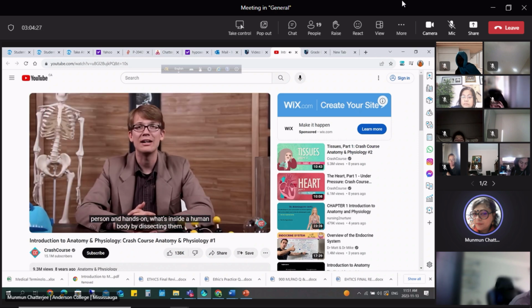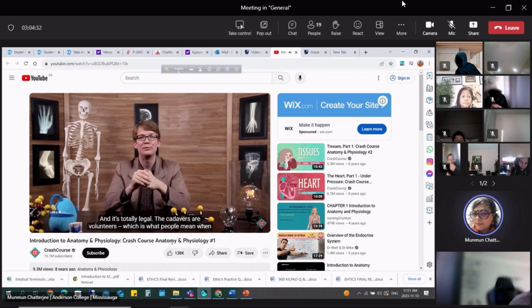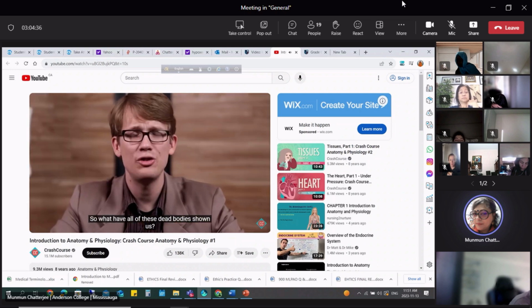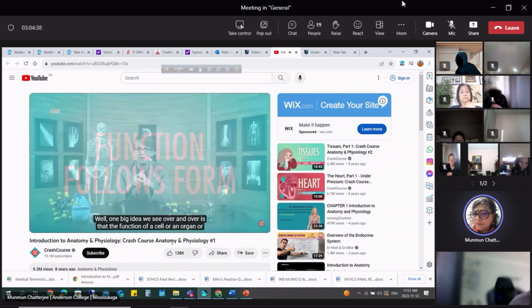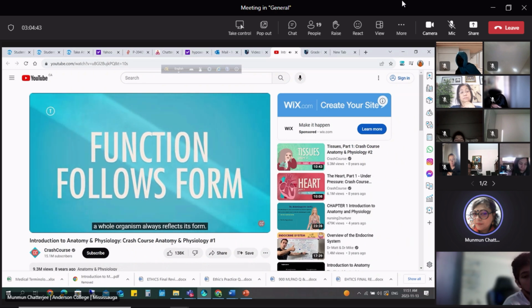Today, students of anatomy and physiology still use educational cadavers to learn in person and hands-on what's inside the human body by dissecting them. And it's totally legal. The cadavers are volunteers, which is what people mean when they say that they're donating their body to science. So what have all these dead bodies shown us? Well, one big idea that we see over and over again is that the function of a cell, or an organ, or a whole organism always reflects its form.